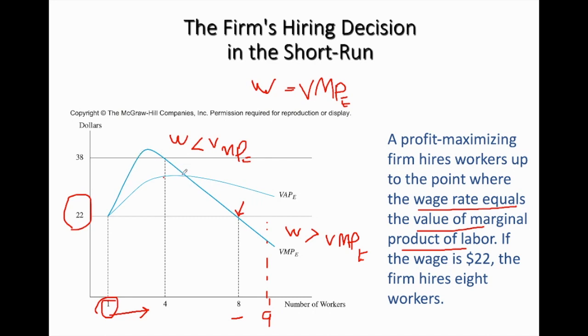Another important thing we learn over here is that a profit maximizing firm will hire according to the rule where wage rate equals the value of marginal product of worker, and the value of marginal product should be in the declining segment. I think that's the discussion for now.